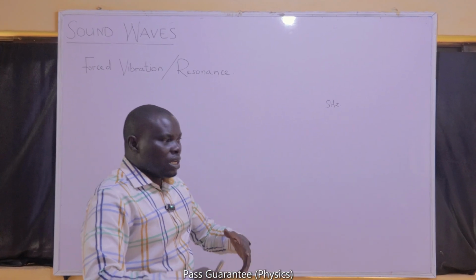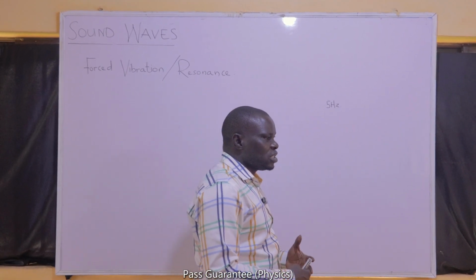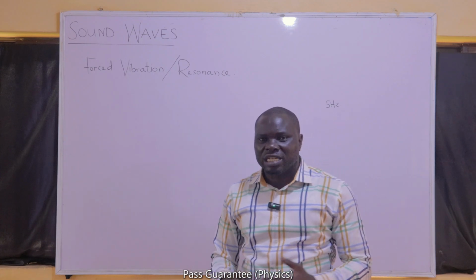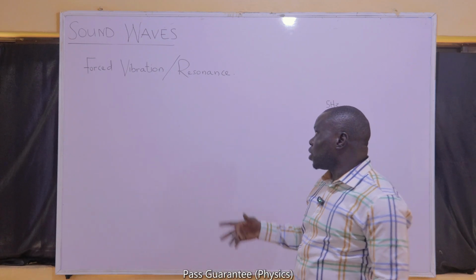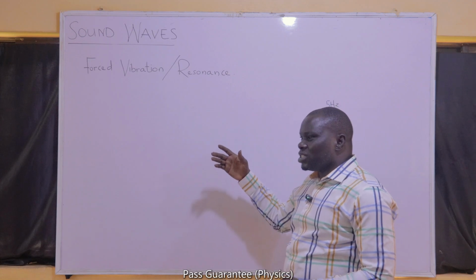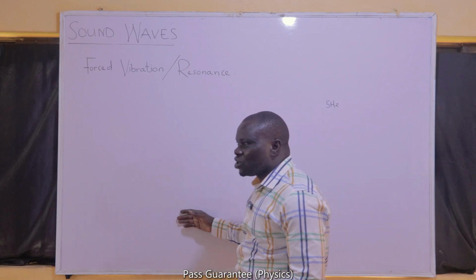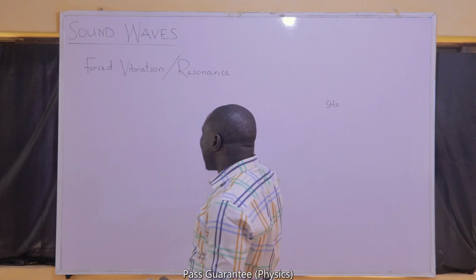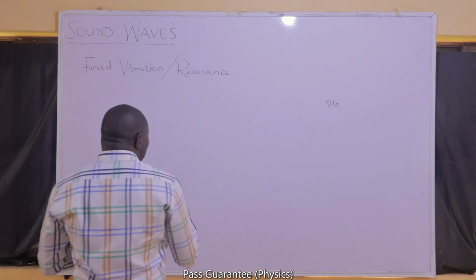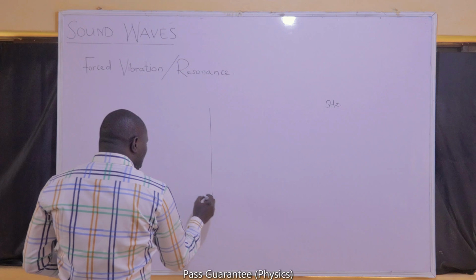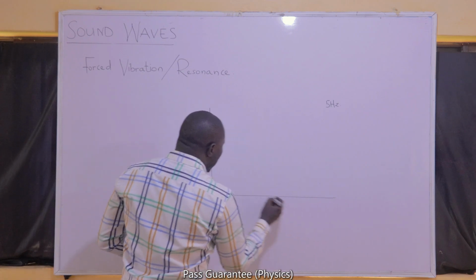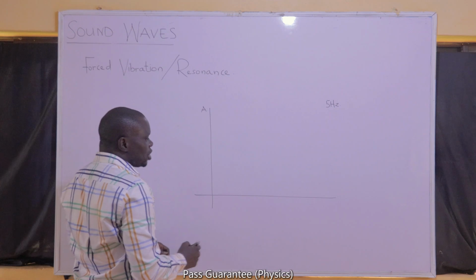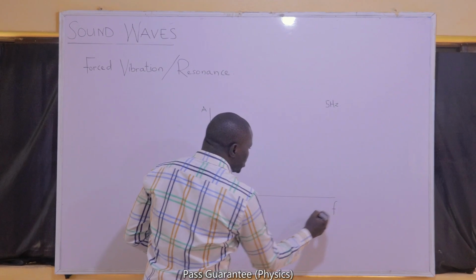So if you want a system to undergo maximum loudness, then you must allow it to resonate. You must set it to vibration, and you must allow it to vibrate at its own natural frequency. There's even a graph that is common to see in most textbooks where the amplitude that you get anytime you set an object into vibration is plotted against the frequency of vibration.